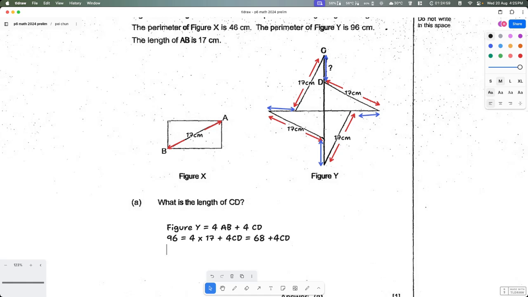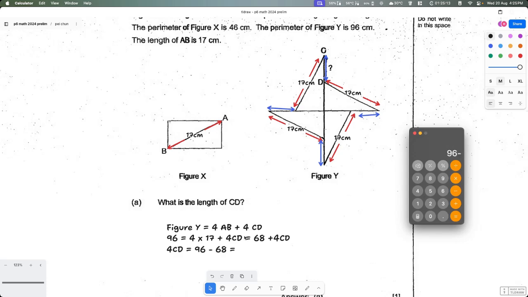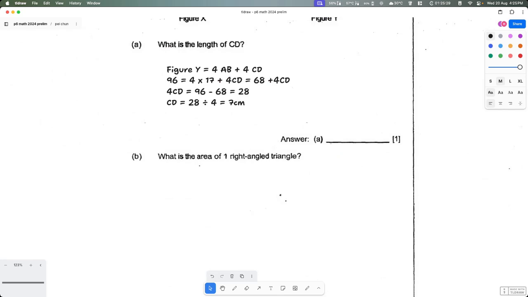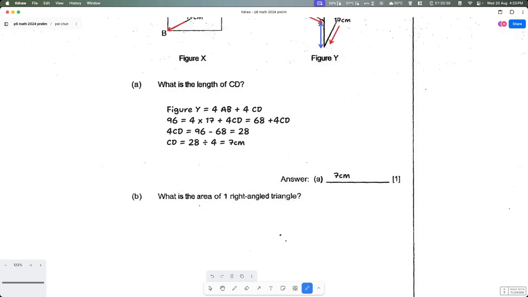So 4CD is equal to 96 minus 68, which is 28. Then CD is equal to 28 divided by 4, which is equal to 7. There you go, so the answer is 7 centimeters. Now, what is the area of one of the right angle triangles?